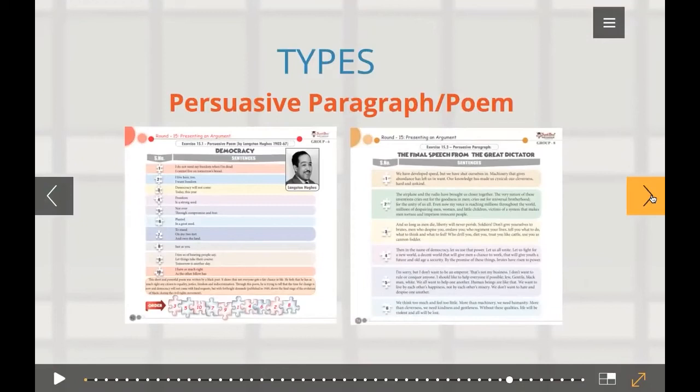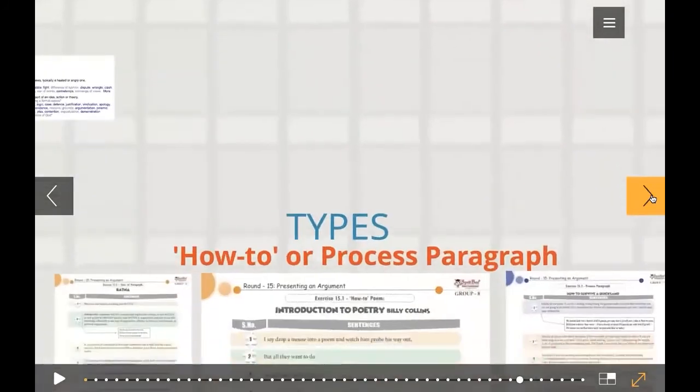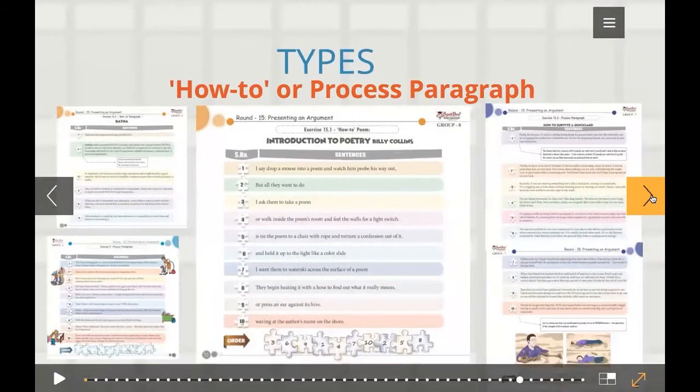So here we have a poem on democracy, and then we have the final speech from the movie The Great Dictator. And then we have a process paragraph or how-to paragraph. How to Read Poetry by Billy Collins is a good read here. This is in grade 8. And how to survive quicksand, that is in group 7. If you really want to know, take the group 7 book and see how to survive quicksand.